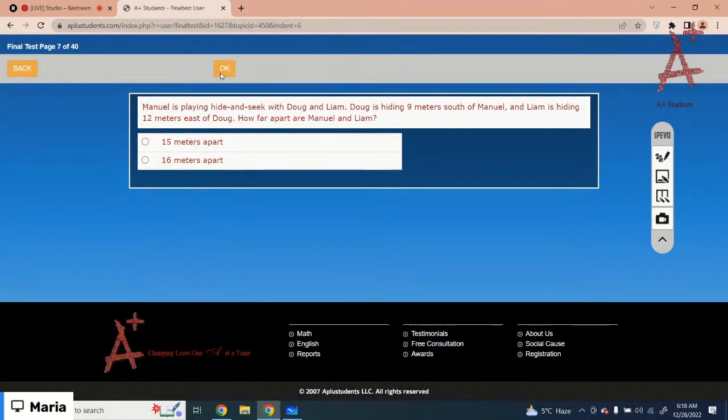Okay, Manuel is playing hide and seek with Dog and Lime. Dog is hiding 9 meters south of Manuel and Lime is hiding 12 meters east of Dog. How far apart are Manuel and Lime? You have to basically solve the right angle triangle. Got it?